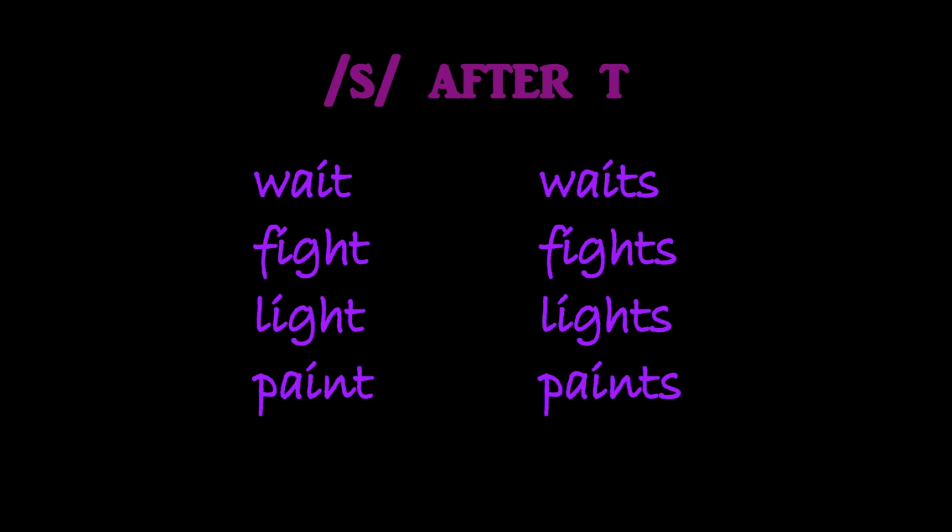So now let's have a look at base form verbs that end with a t sound. So again, as with the previous slide, we're aiming for that s ending. So I'll say each pair of words and try to make sure you've got a nice s at the end of column 2.